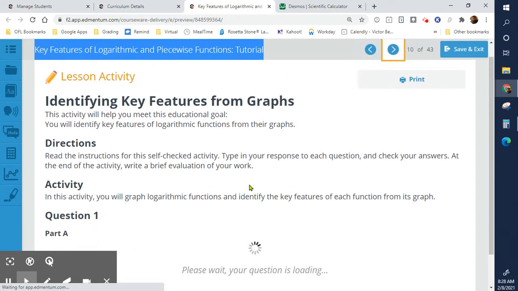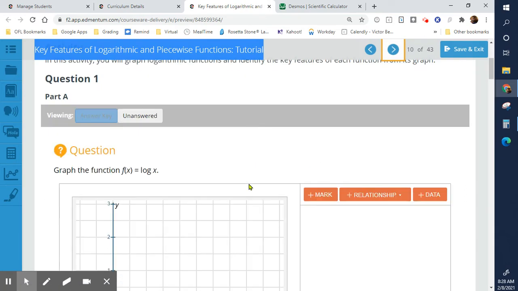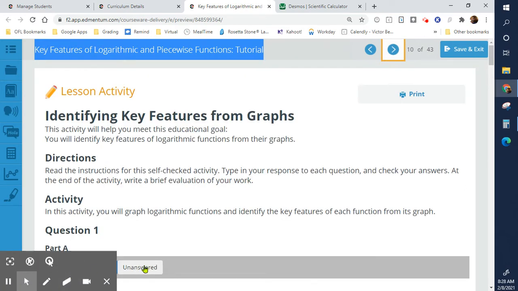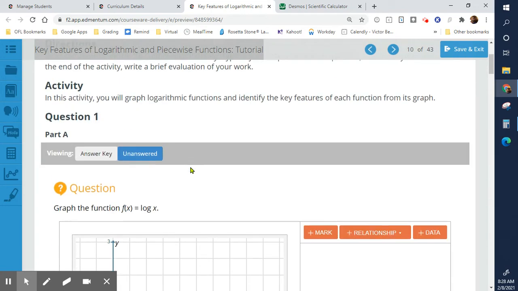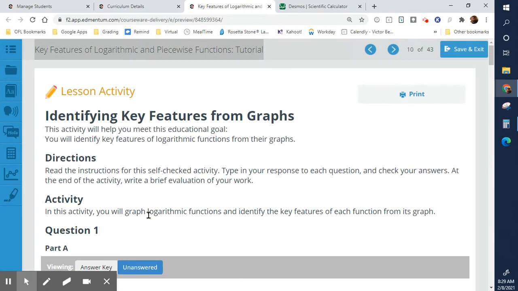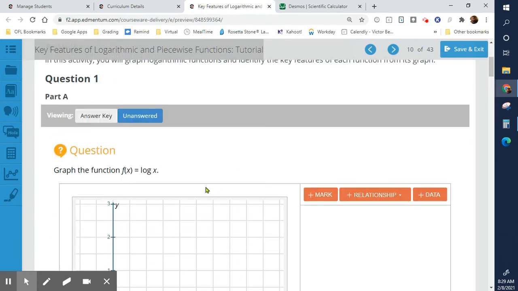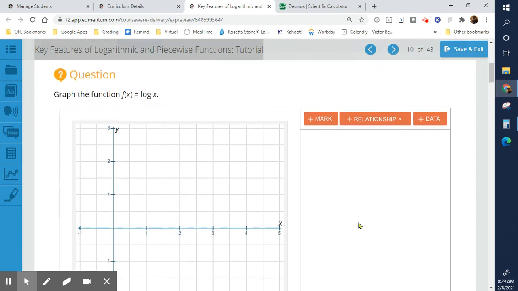So we're going to be talking about those right here in this activity. So let's go to here. We're going to graph logarithmic functions. Read the directions for each question. We're going to graph this. And remember, if there's no base, it's log base 10. So in order to graph, you're going to go to relationship, because the function is a relationship. You can do logarithm.